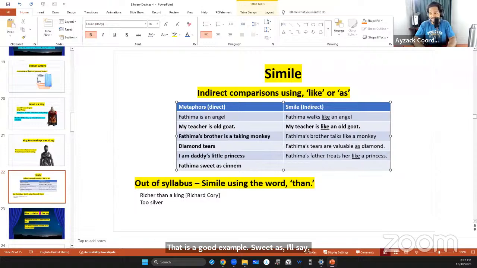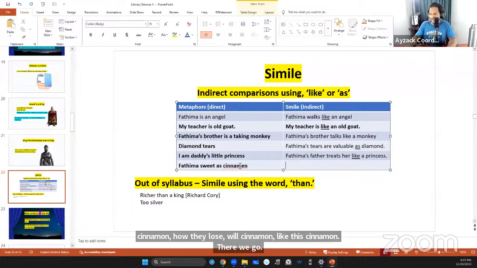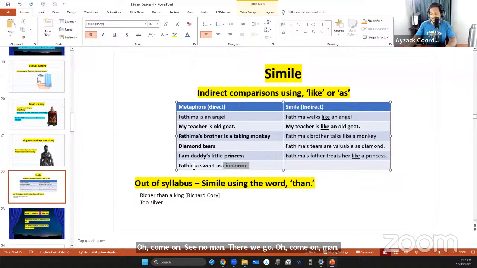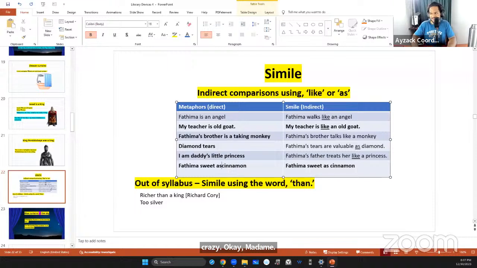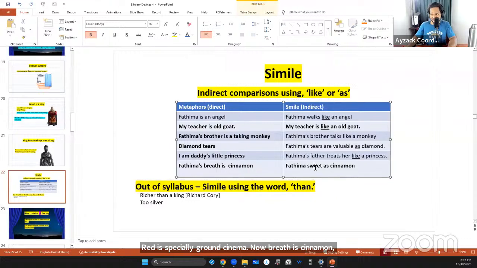How do you spell cinnamon? Like this. There we go. Oh, come on, man. That's so unfortunate. With an O, that's crazy. Okay, but that's okay. Fatima's breath is freshly ground cinnamon. That is a metaphor. Thank God, almost lost it. Regardless, Fatima is sweet as cinnamon is a simile. Love it. You guys are geniuses.